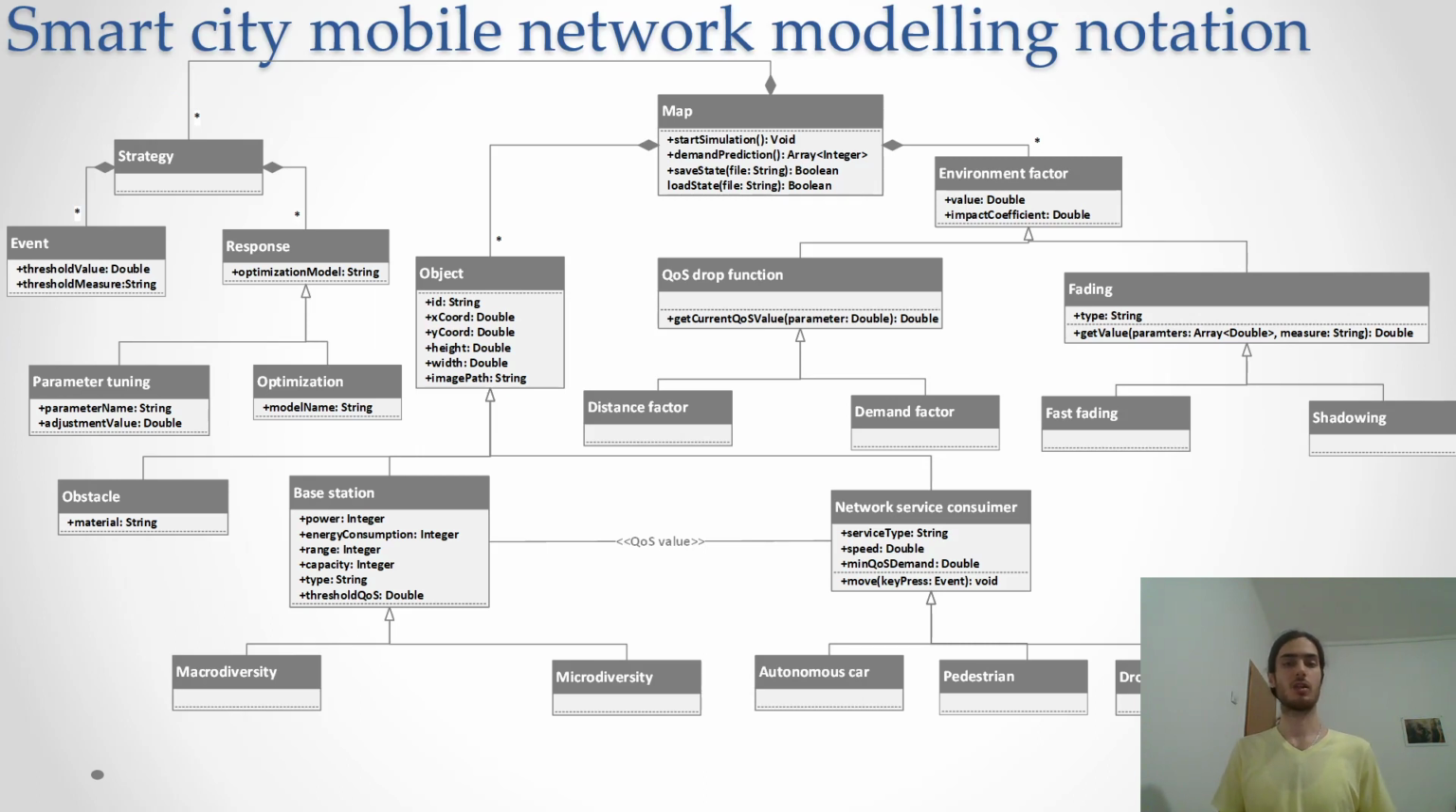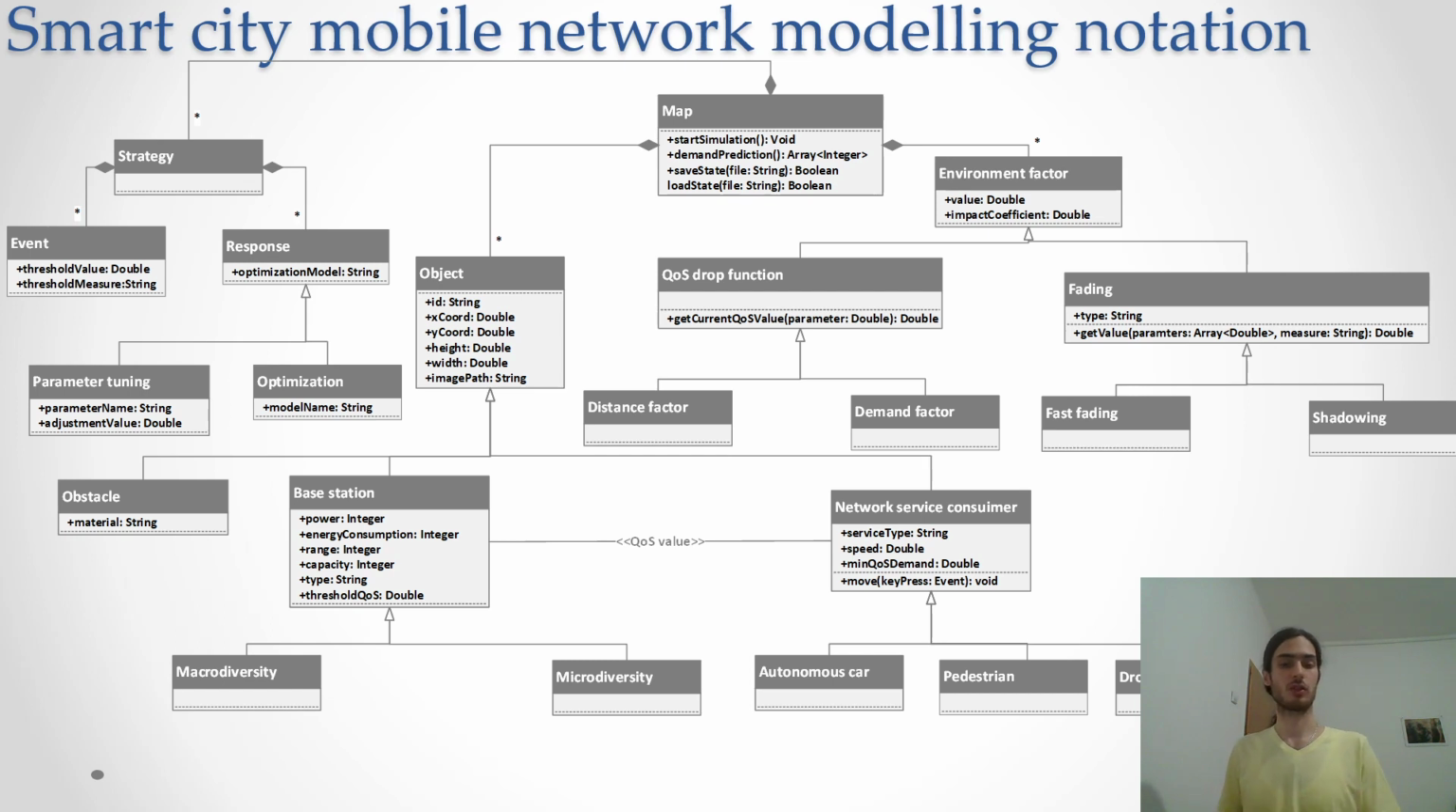Now, let's take a look at the modeling environment. First, I will show you the domain-specific modeling notation that we introduced. The main concept is a city map, and it has many locations within the city. Each of these locations has objects. The objects could be obstacles that affect quality of service, like buildings. Also, we have base stations that are responsible for network deployment.